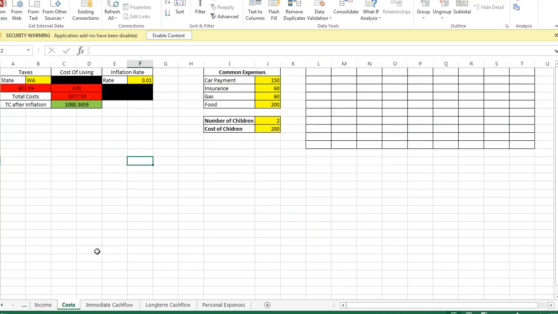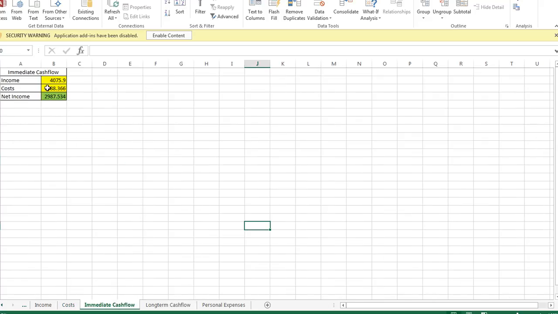That is followed by cost. Cost is basically just taxes, cost of living, and inflation rate. All of those will be accounted for and summed up into total cost after the inflation rate is increasing or reducing the total cost. That will give the final total cost after inflation. Now, immediate cash flow is your current income minus the total cost after inflation is your net income.